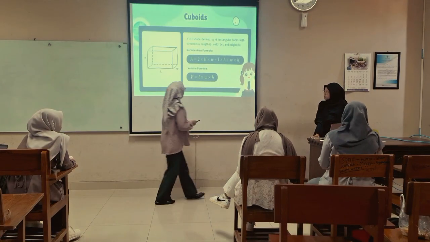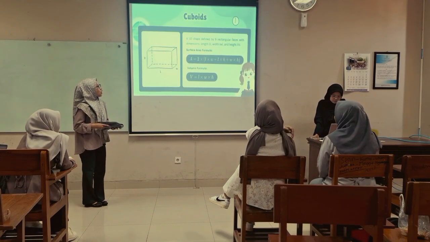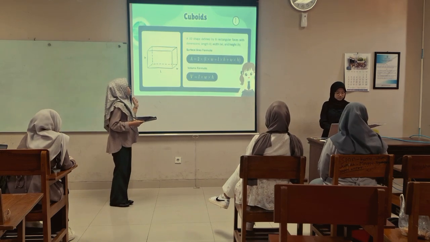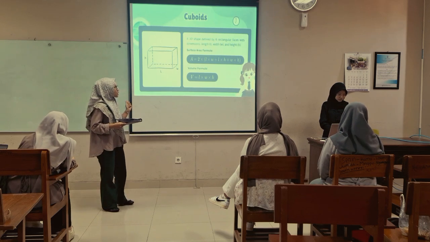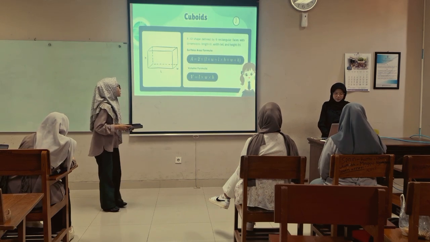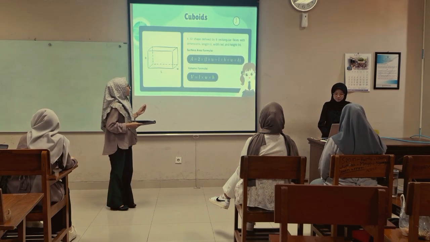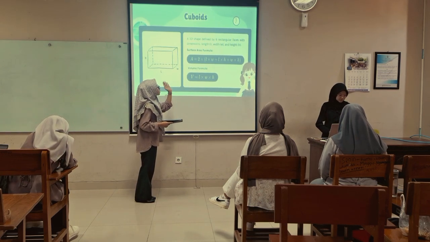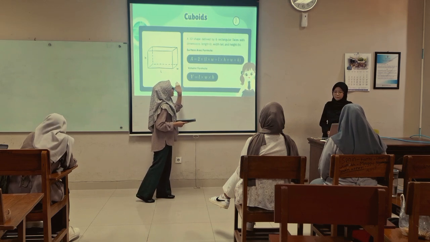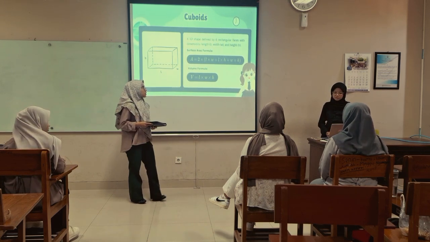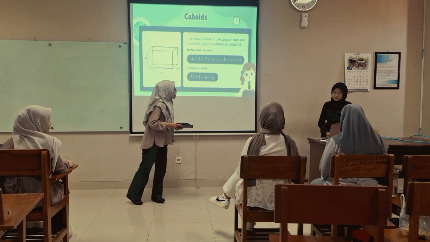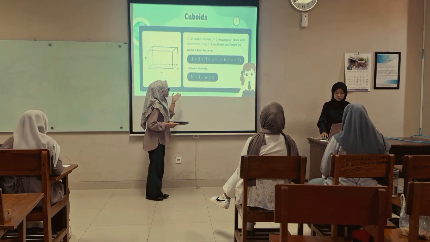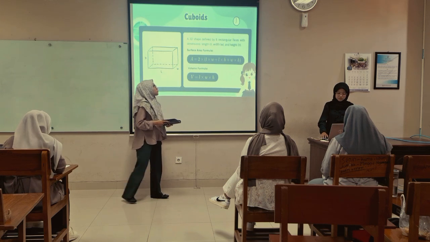Okay. Now let's focus on the first solid figure, the cuboid. A cuboid is a 3D shape defined by 6 rectangular faces with dimensions. It has length, width, and height. The formulas are: surface area equals 2 times (L times W plus L times H plus W times H), and volume equals L times W times H.